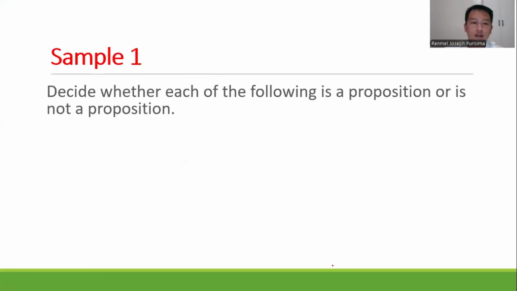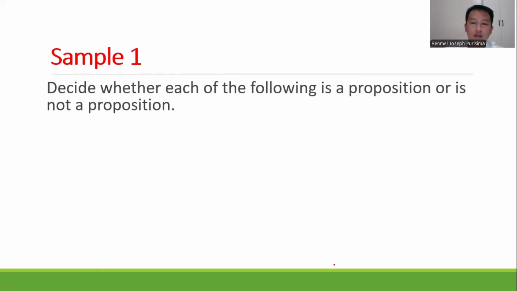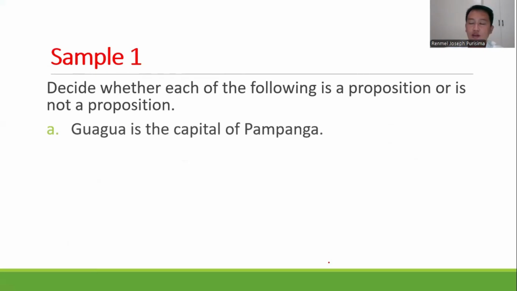So let's have an example. We identify if each is a proposition or not. Letter A, Guagua is the capital of Pampanga. It is a proposition, but its truth value is false because San Fernando City is the capital of Pampanga. Letter B, open your eyes. It is not a proposition because it is giving a command.